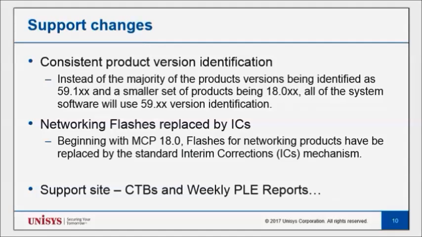In the support world, we've also moved to make the product version information more consistent. The classic case for this is the ICs and how they're identified. Instead of the majority of the product versions being identified with the 59.1 nomenclature and a smaller set with 18.0 nomenclature, all of the system software now use the 59.1 nomenclature.